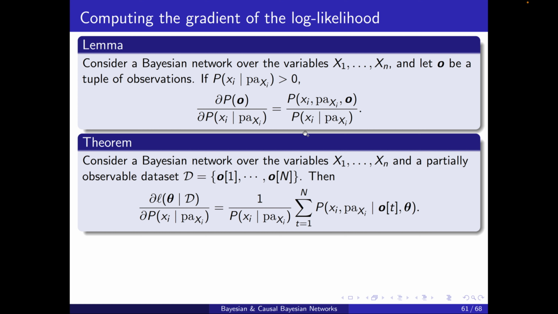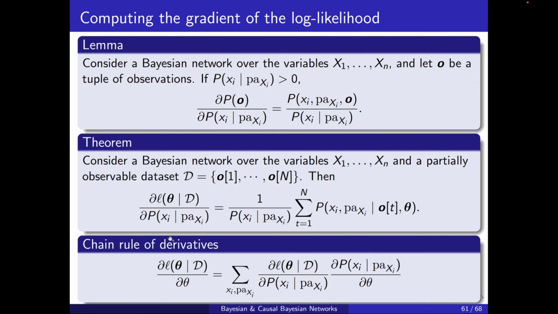Now, using this, we can get this theorem: if we have a partially observed data set, D equal to O1 to On, now it's no longer a single instance but a number of them, then the likelihood can be written in this form. So taking the derivative, this term is appearing, and the other terms are just appearing as a conditional term, over all the instances that we have, 1 to n.